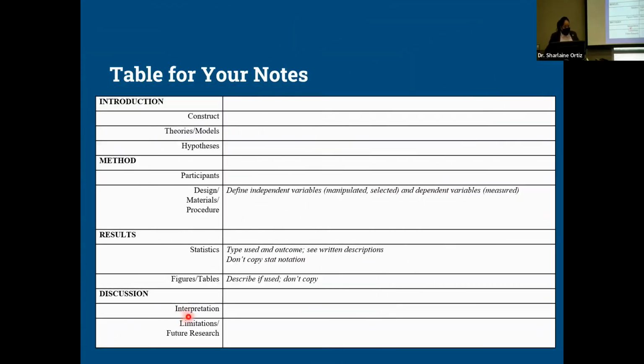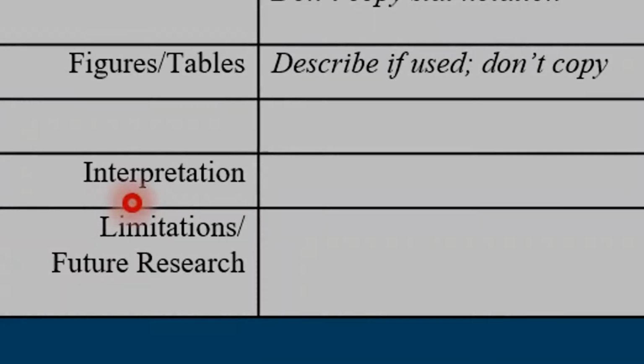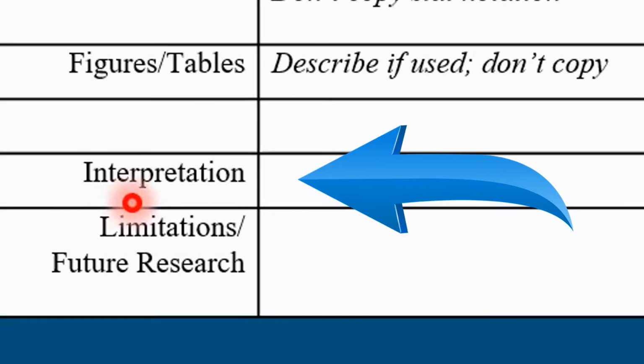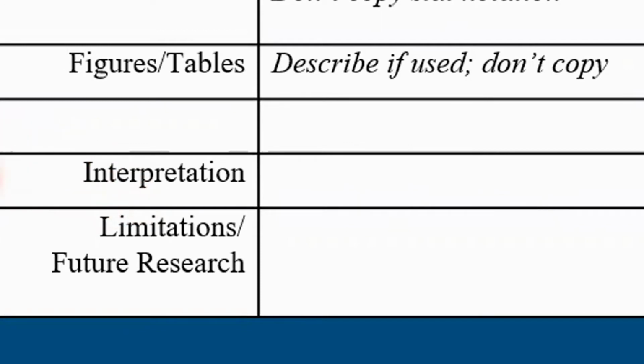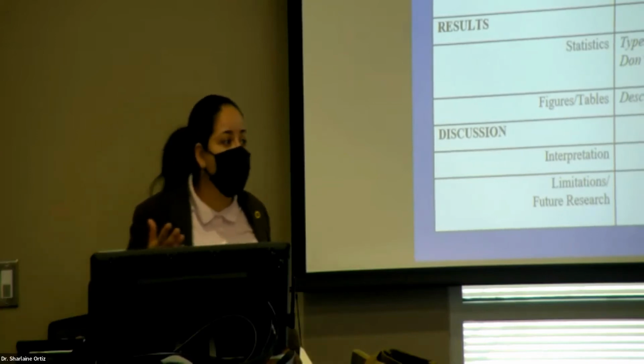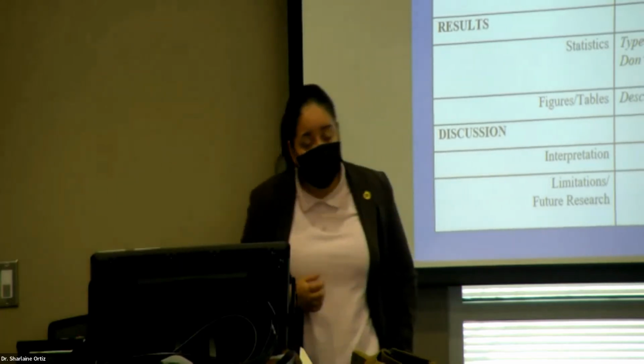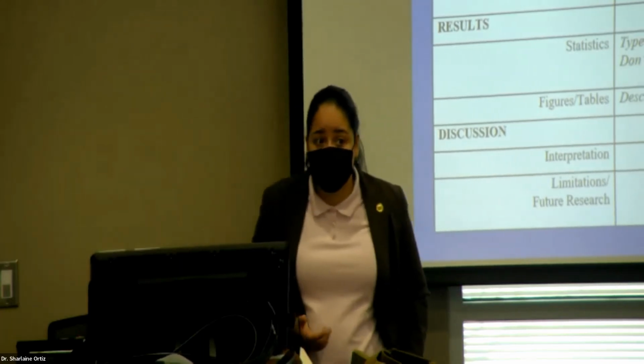The last thing you're going to include in your table is the interpretation. What did we find in that discussion? Something really interesting about the discussion section is that it generally provides limitations. It tells me what could have been better, what didn't go as planned, and what did go wrong.